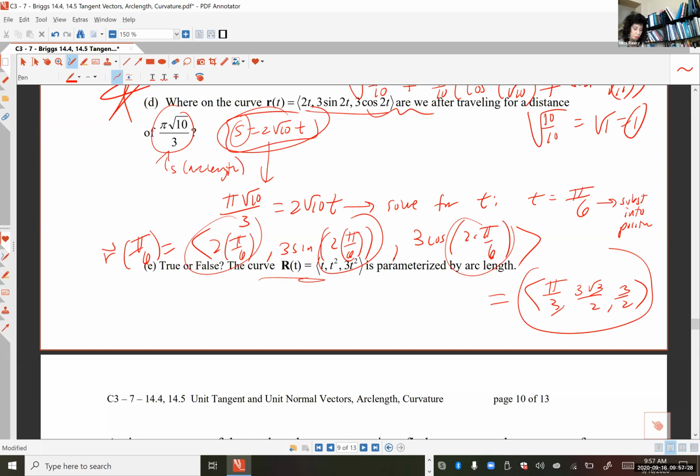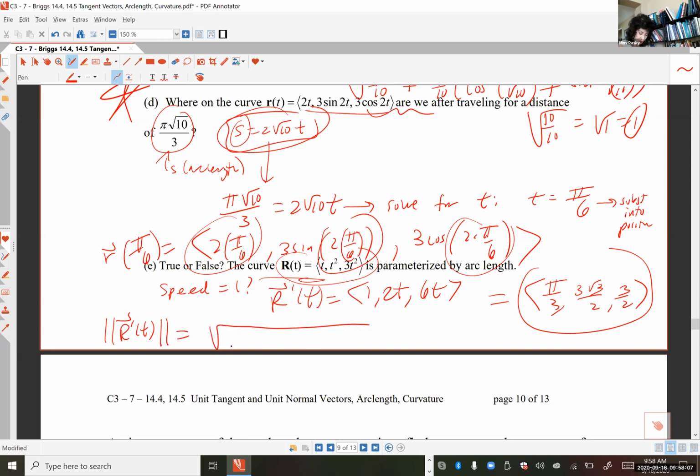Now, true or false, and this is where I mentioned, hey, we're going to do true or false. The curve t squared, 3t squared, is it parameterized by arc length? Yes or no? And the quick and dirty way to answer, I mean, you could go find the arc length function and plug it all back in and see if it matches, but the quick way is, is the speed equal to 1? And if it is, then the answer is true. If not, it isn't. So if you go get your speed, is that going to be equal to 1? I don't know, let's find out.